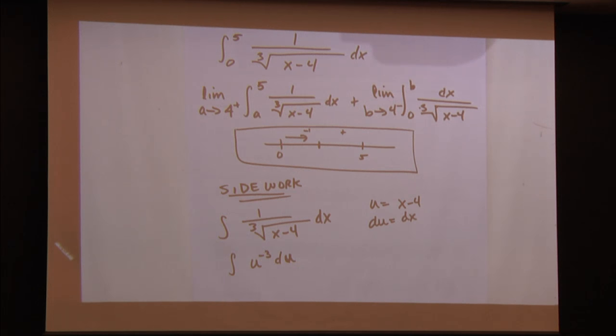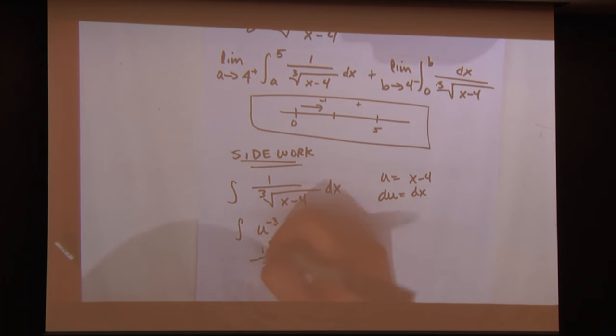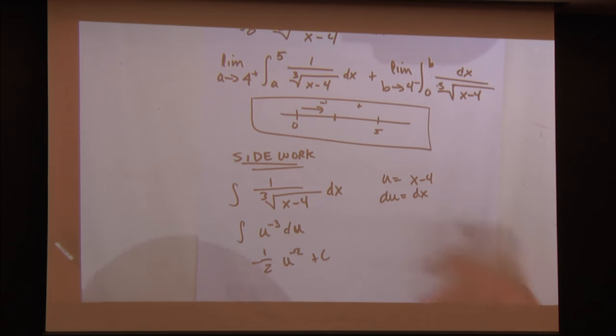If I could draw my u's like u's. Power rule, add 1, divide. If I add 1, it's negative 2. If I divide by that, it's negative 1/2. U to the negative 2 plus c. Negative 1/3. No, because if I take the derivative of it, that will go backwards. I'm good.